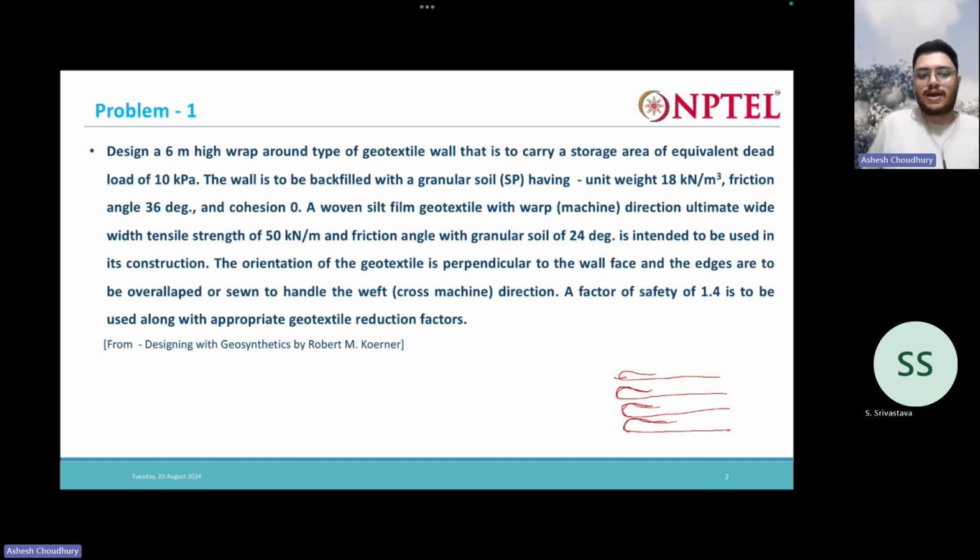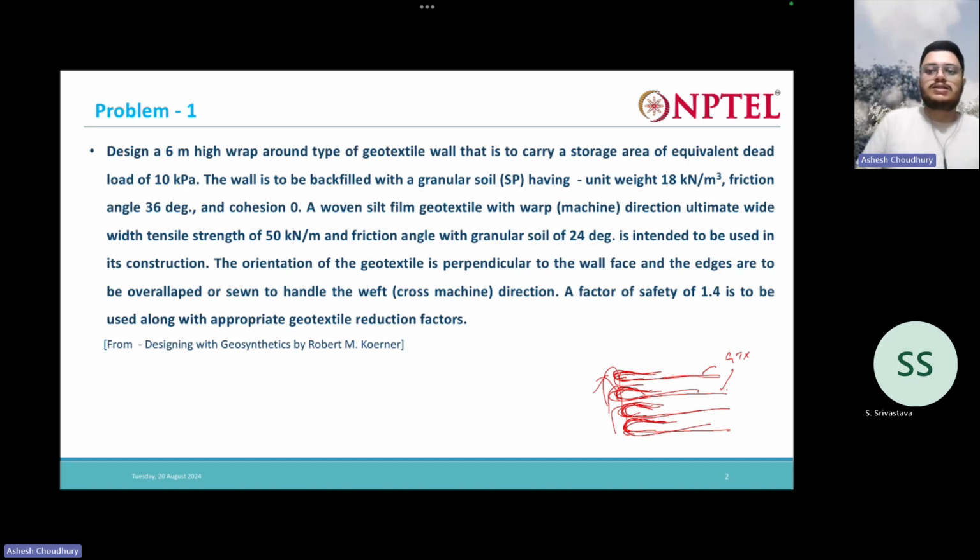Hence, it is called a wrap around geotextile. These are the geotextiles, and these are wrapped around. That's why it is called a wrap around geotextile. Instead of using any facing, what we do is just wrap it around. Hence it is called wrap around.